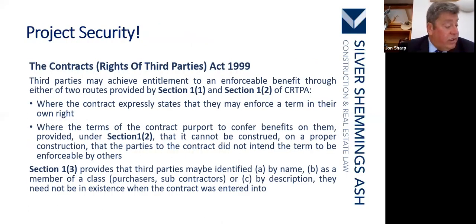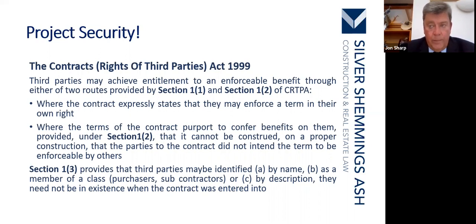Now, third parties may achieve entitlement to an enforceable benefit through either of two routes provided by Section 1 and Section 2 of CRTPA, where the contract expressly states they may enforce the term in their own right. That's common. Again, beware of third-party rights.